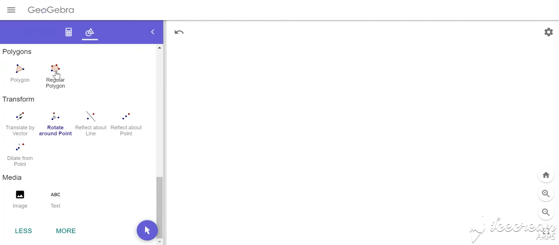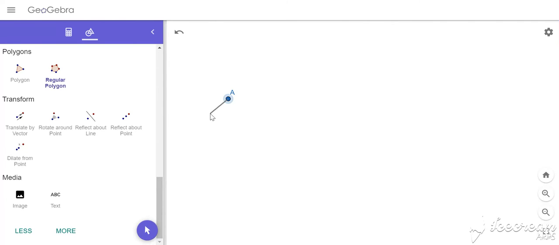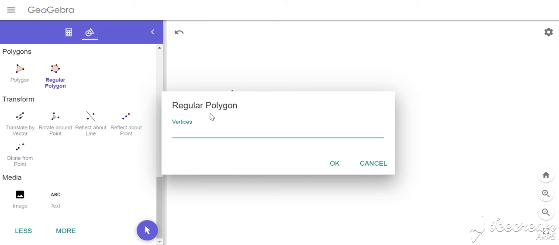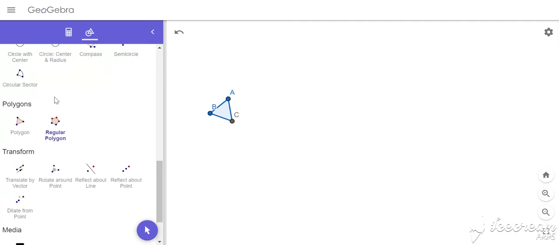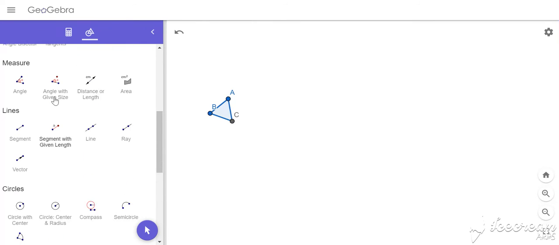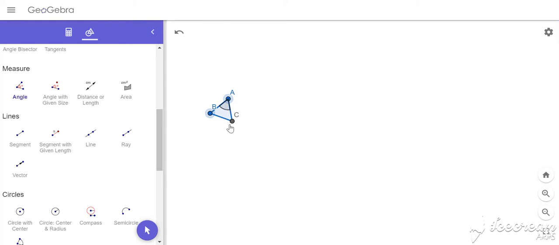One of the first things I want to point out, let's look at a triangle. You start by selecting 2 points. A triangle has 3 vertices, so you'll hit OK. So here's your triangle. Now let's go to angle measure right here, and we'll click on the 3 points, and we get the angle measure of 60 for this triangle.